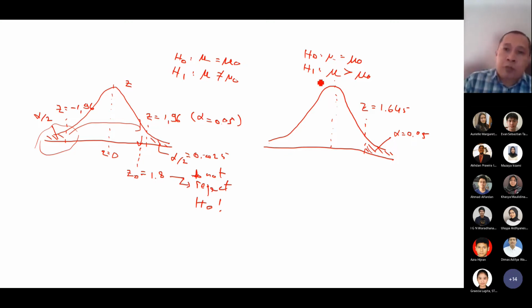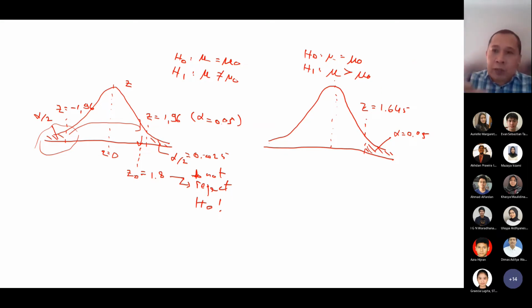Jadi karena sekarang ujinya kita ubah, katakanlah ada alasan yang valid untuk mengatakan, oke, kenapa nggak kita ubah H1-nya menjadi mu lebih besar mu 0. Nah, sekarang menjadi permasalahan uji satu sisi sebelah kanan. Jadi alfanya kita kumpulin ke sebelah kanan semua. Rejection region-nya menjadi hanya satu di sebelah kanan. Karena itu nilai Z-nya bergeser ke sebelah dalam, untuk mengakomodir daerah di bawah kurva yang lebih luas sekarang. Tadinya hanya 0,025, sekarang bertambah menjadi 0,05.